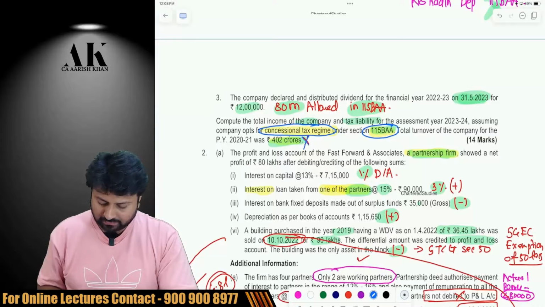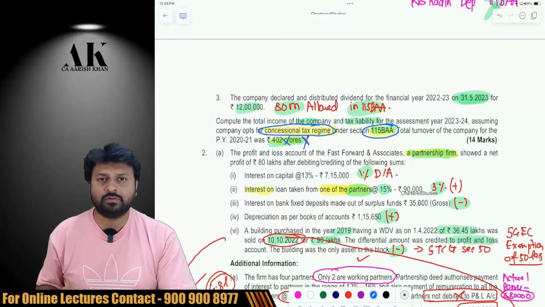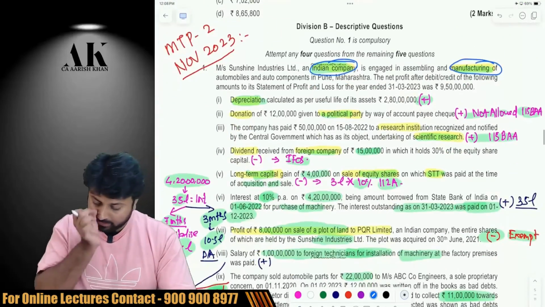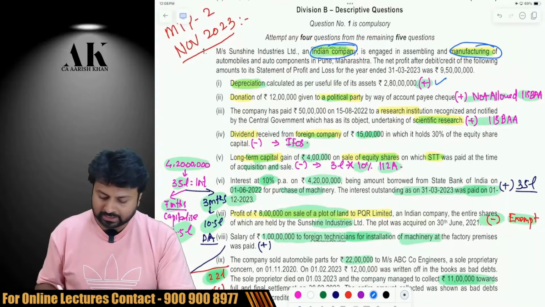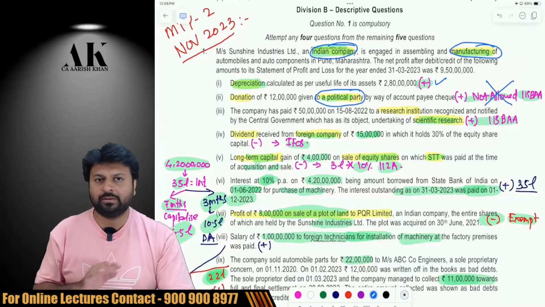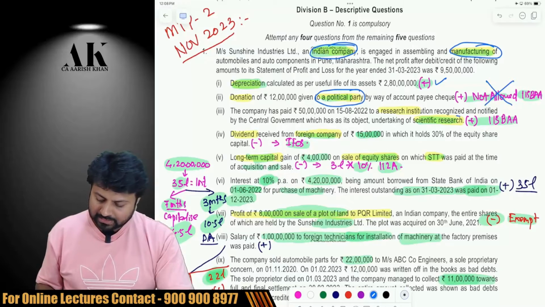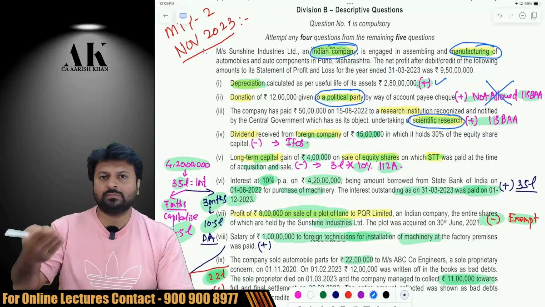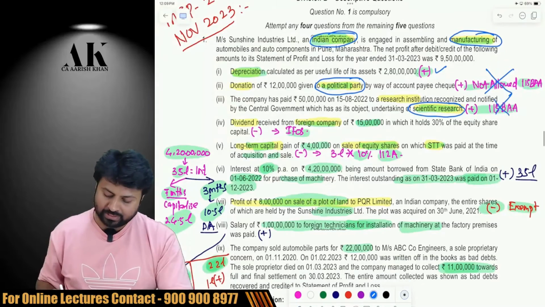Therefore, this turnover is of no use. This turnover is useful in what? In your normal provision, not in the alternative tax regime under 115BAA. Now, accordingly, you need to answer all the questions. The very first adjustment is depreciation, which you will add back. Next one, you have given some donation to a political party, which is not allowed in 115BAA. Next one, scientific research association, you are giving some donation. Section 35(1)(ii) is not allowed in 115BAA, therefore add back.